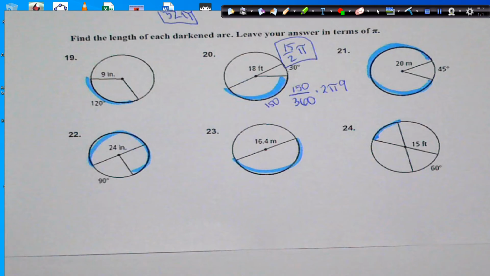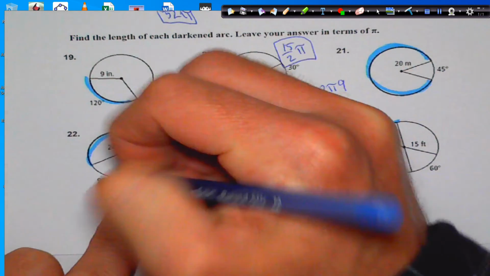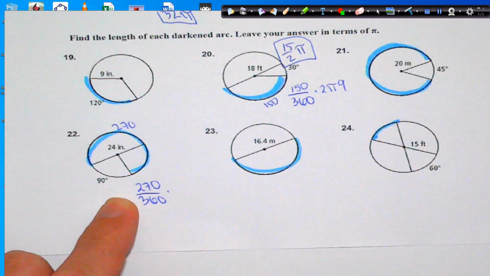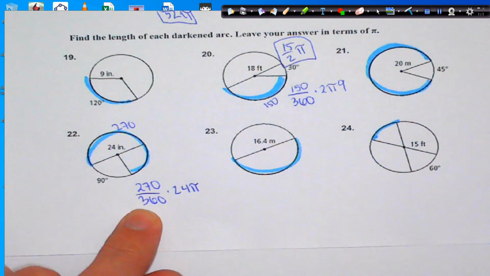All right, 22. Now we have 90 here, so what we actually have left over is 270. So 270 out of the total 360 times, now it's 2 pi r or pi d. I already have the diameter, so I'm just going to do 24 pi. So we're going to do 270 divided by 360, hit enter, and I get 3/4. I'm going to multiply that by 24, so I get 18 pi.